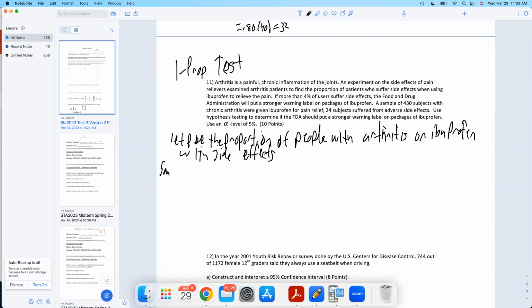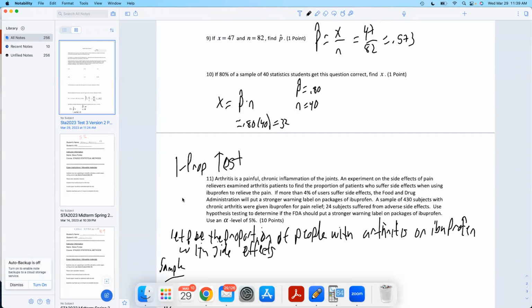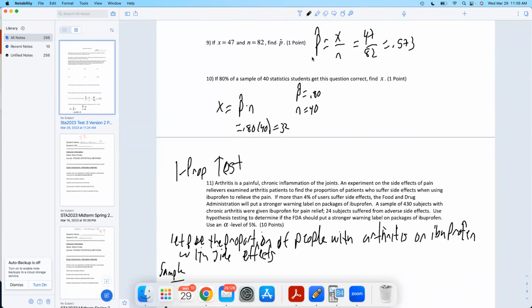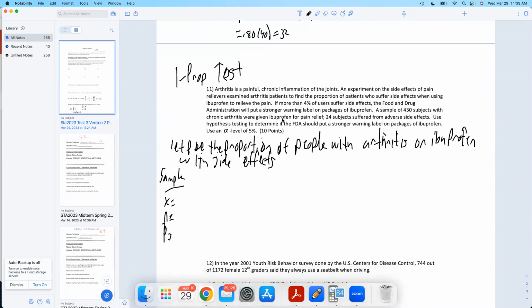All right, now we look at our sample. Every sample is going to have an X, an N, and a P hat. They're always going to give us 2 out of the 3. And just like we did here, we're going to find the missing one. They're always going to give us N. They have to give us N. That's 430. X is the number of people in the sample, not the percentage, the actual number of people in the sample that had side effects, 24. So then P hat will be 24 over 430.